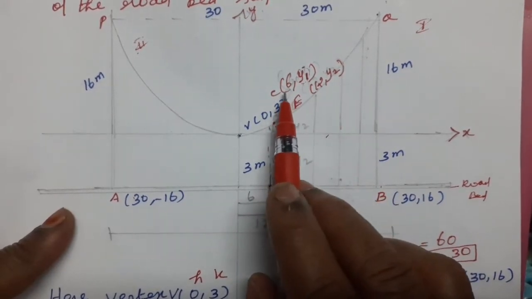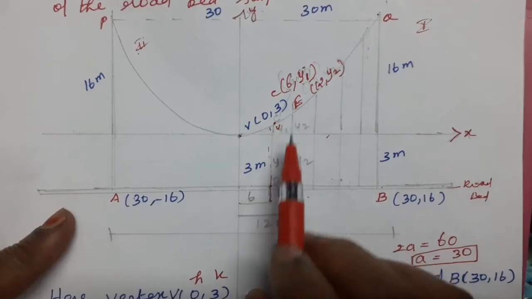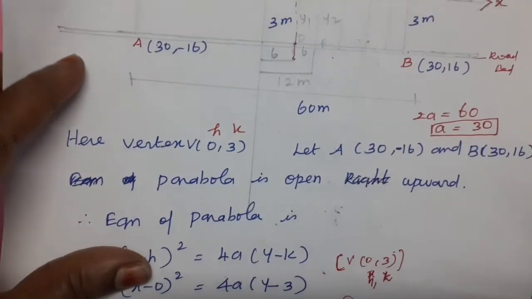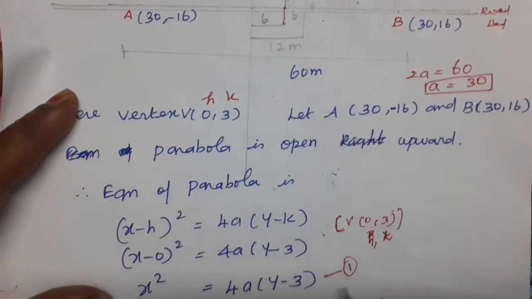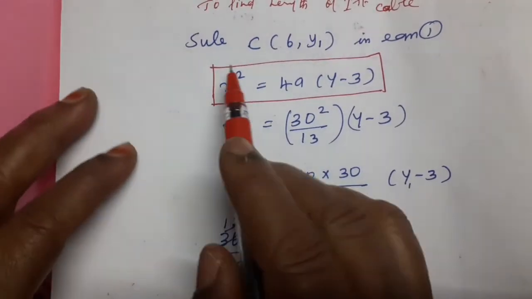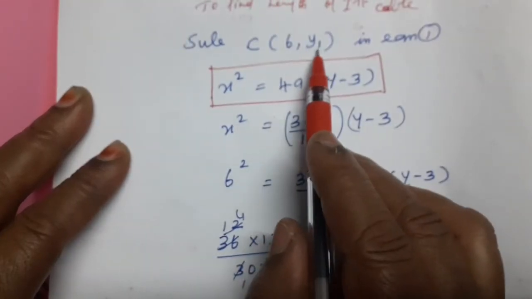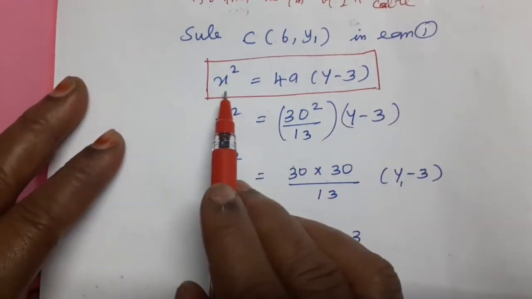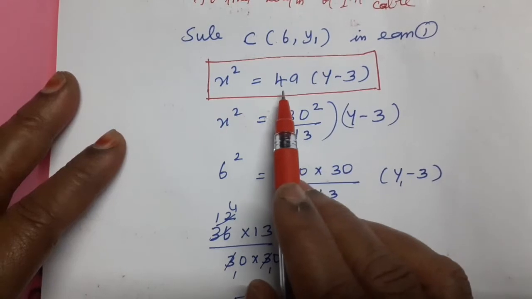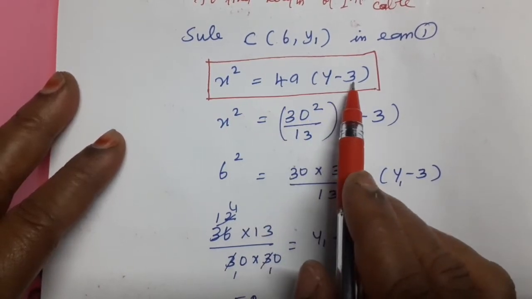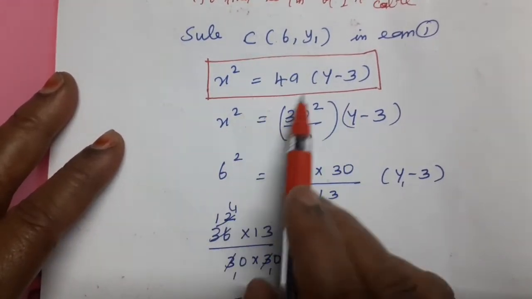Therefore, substitute C of 6 comma y1 in the equation of the parabola, equation 1. Now we are going to find the length of the first cable. What is the equation 1? X square equal to 4a into y minus 3. X square equal to, instead of 4a, just now we found what?